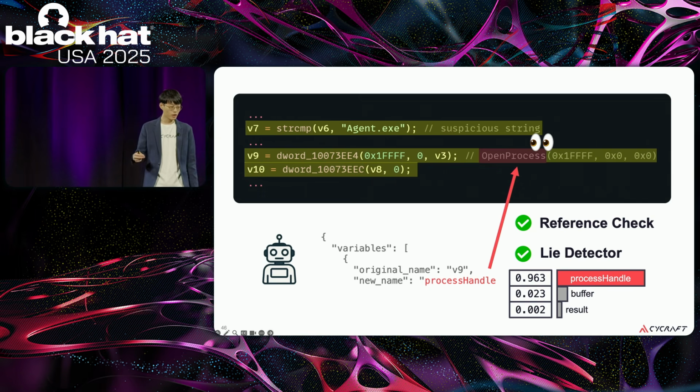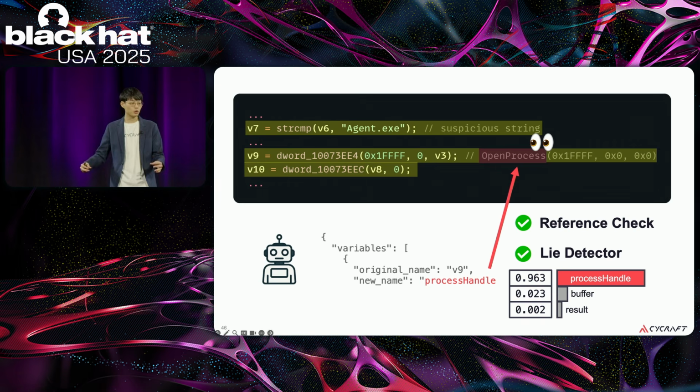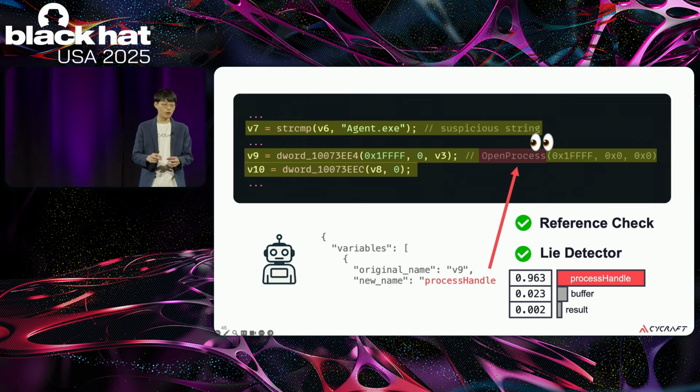In the second, we will use the lie detector. With the lie detector, we can see the probability distribution of the token, that the language model is focusing on the first option, the process handle. So this means that the language model is very confident about its result. So these two validations are correct. So we will accept its change and rename this V9 to process handle.